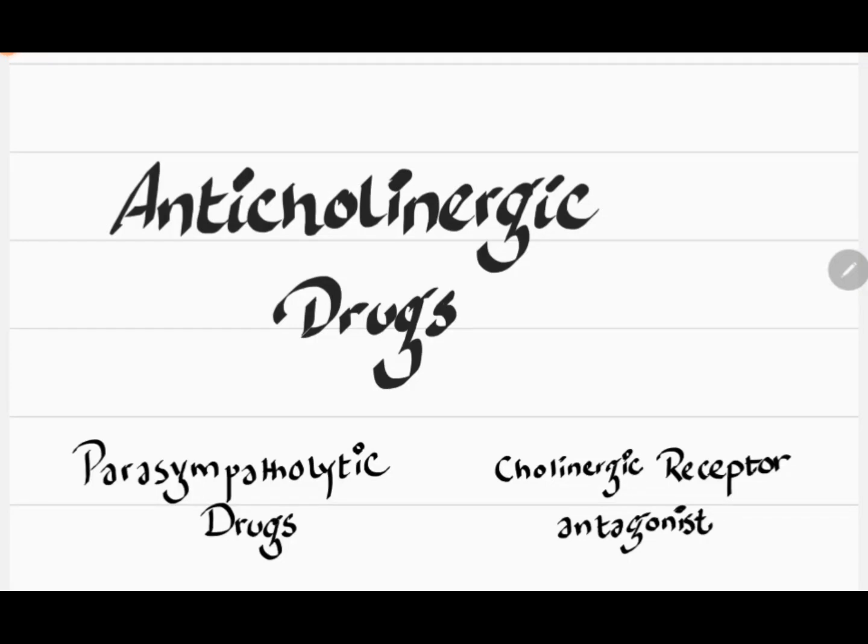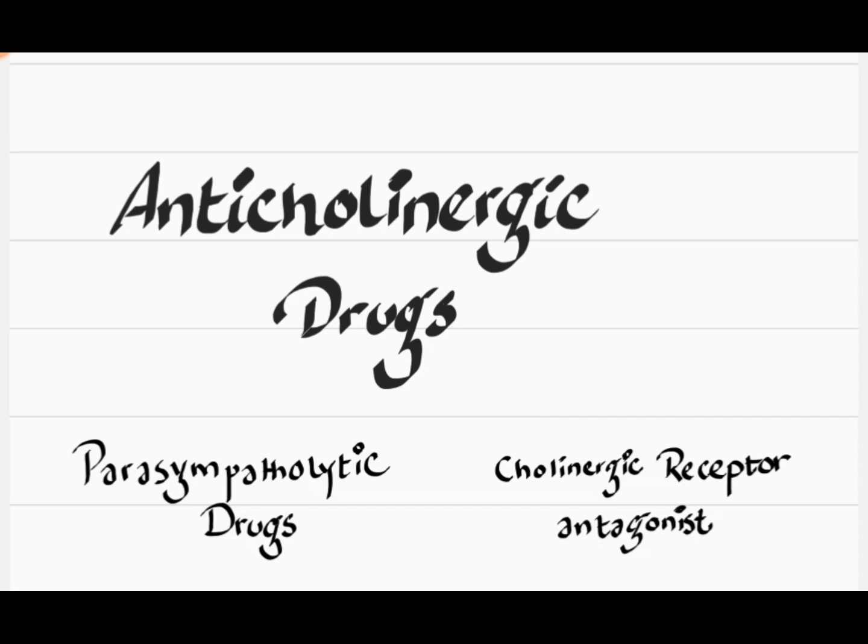Welcome to AS Pharma. In this video, we will learn about the anticholinergic drugs. As the name indicates, these are the drugs that antagonize the effect of the parasympathetic nervous system, or the drugs that block the effect of parasympathetic autonomic discharge. Hence, the terminologies anticholinergic drugs, parasympatholytic drugs, and cholinergic antagonists are used interchangeably for the drugs that antagonize the effect of the parasympathetic nervous system.